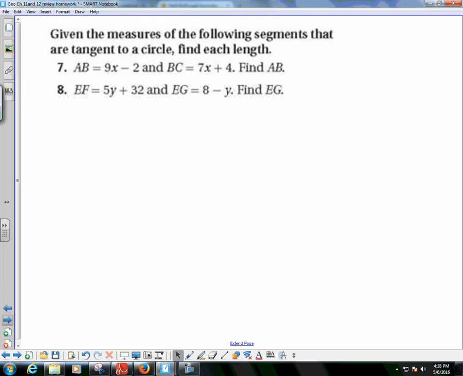All right, problem number 7. Given the measures of the following segments that are tangent to a circle, find each length. So I have segment AB is tangent to a circle, and segment BC measures 7x plus 4, and we need to find AB. All right, so I have AB and I have BC, which implies that this point right here is B, and I can say that this is A and this is C. It doesn't matter. I've got a circle.